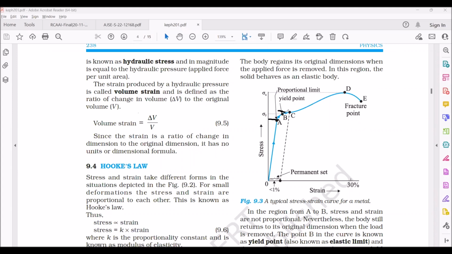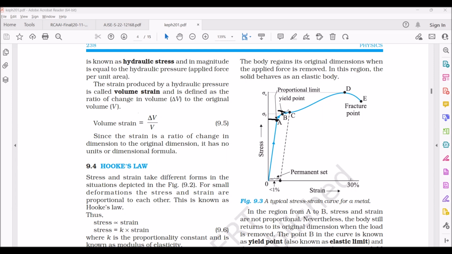But still until the point B, if we apply the force and if we remove the force, the material can regain its original shape. That's why the point B is called the yield point. This is also called the elastic limit. Until this point, the material's elastic property is obeyed. After this point, the material is no more following the elasticity property. Instead of that, it is following the plasticity property.